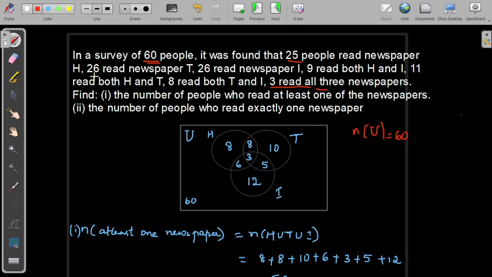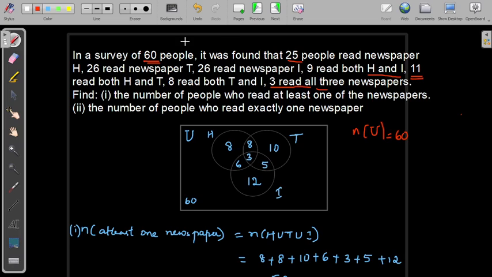So let us see here. 9 read both H and I. Both H and I means this region, 9. So 3 already written, remaining is 6. Next, 11 read both H and T. H and T means this region. 3 already written, so remaining is 8. 8 read both T and I. T and I means this region. So 3 already written, remaining is 5.